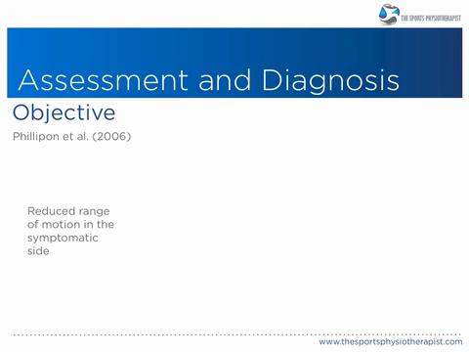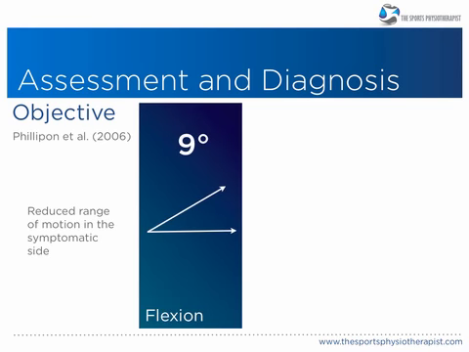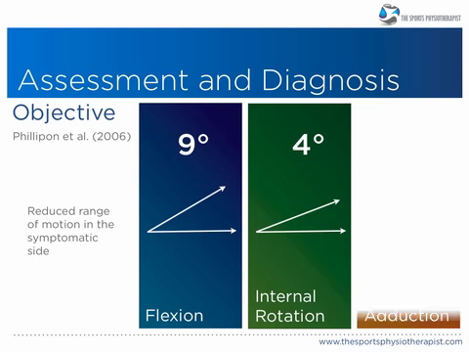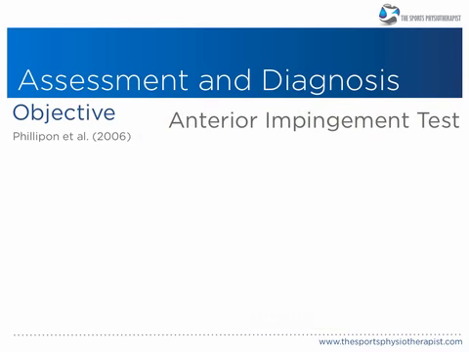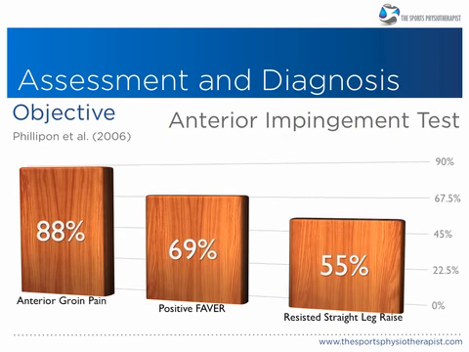Objectively, Philippon et al. 2006 found a significantly reduced range of motion on the symptomatic side of patients with femoroacetabular impingement. They found differences in flexion of 9 degrees, in internal rotation of 4 degrees, and in adduction of 3 degrees. The hip impingement test was positive in 99% of cases and Faber's in 97% of cases. These results are similar to these ones shown here, where in 88% of cases the anterior impingement test produced anterior groin pain, 69% of patients had a positive Faber's, and 55% of patients had a positive resisted straight leg raise.